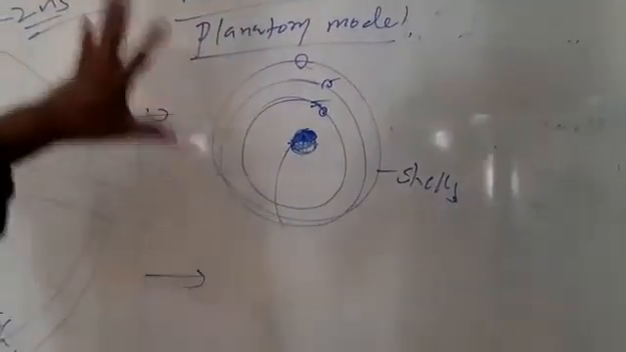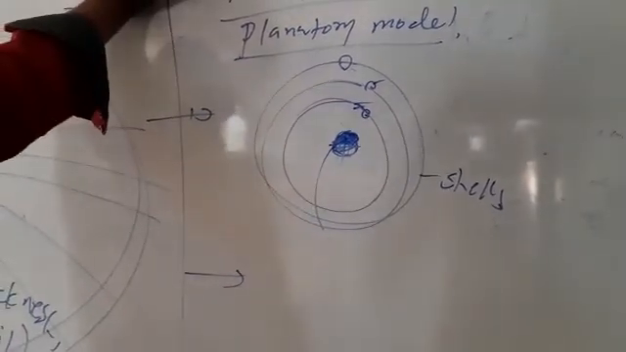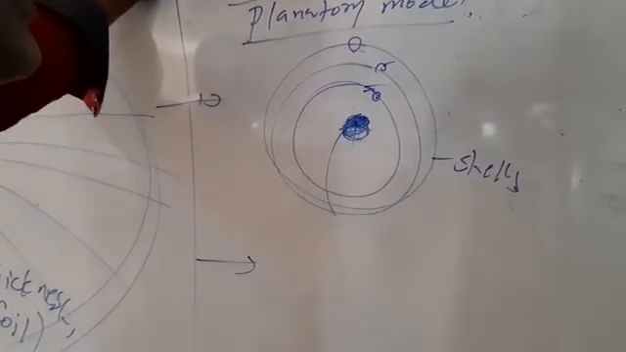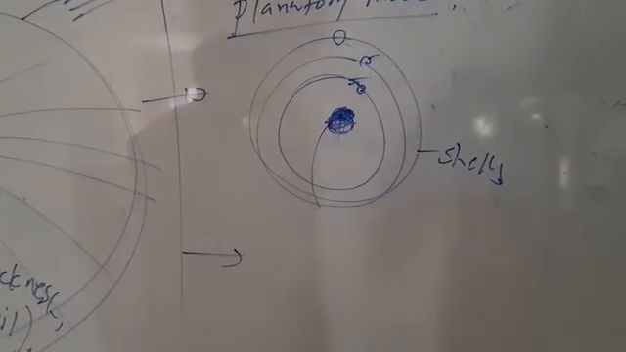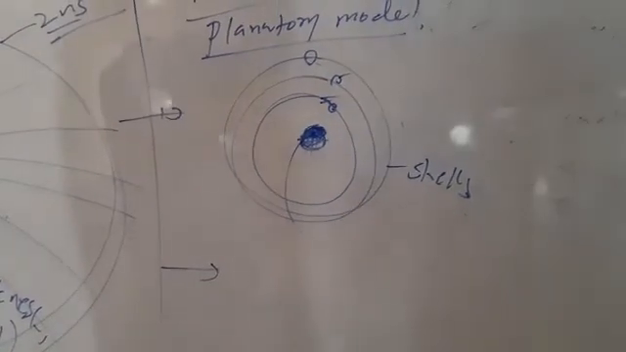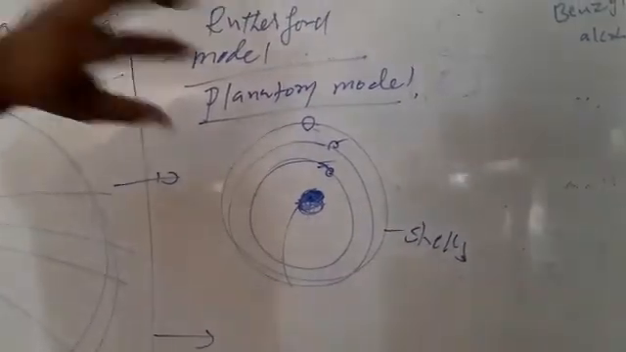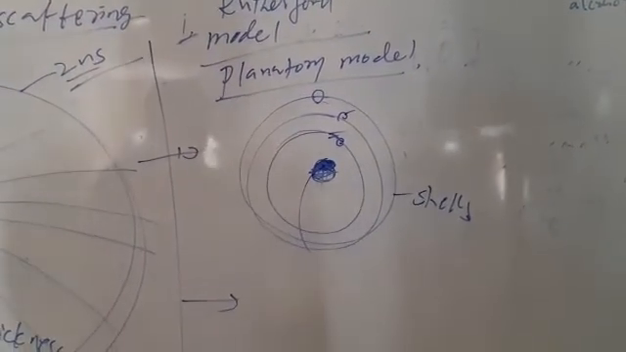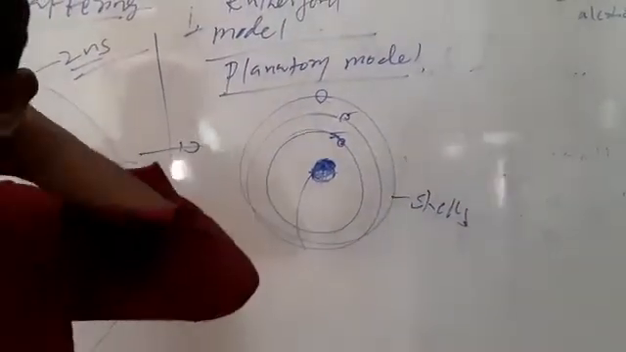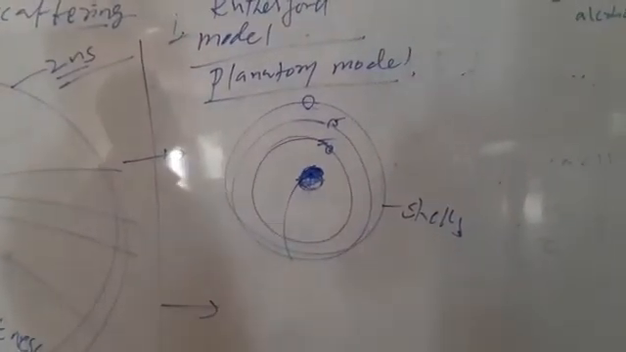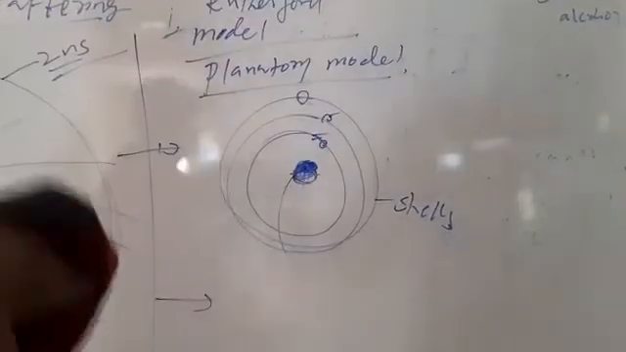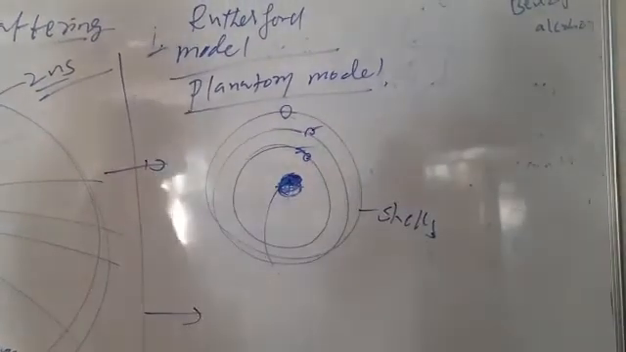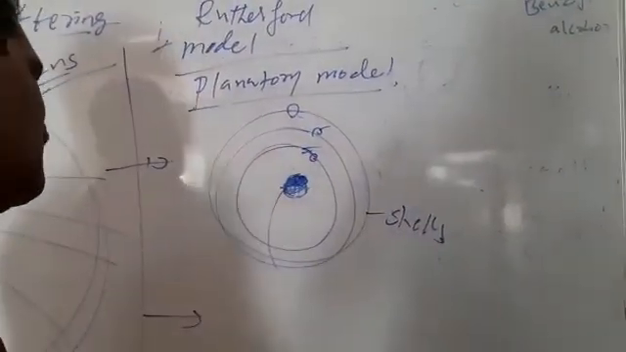So he proposed his postulates like this, but still he did not explain some things. Looking at the limitations, he did not explain why the atom is stable, or how the electrons are distributed in the orbits, and the energy of electrons in orbits was not explained. He compared the atom to the solar system, with planets around the sun; the electrons also revolve around the nucleus. So this is also called the planetary model. Thank you.